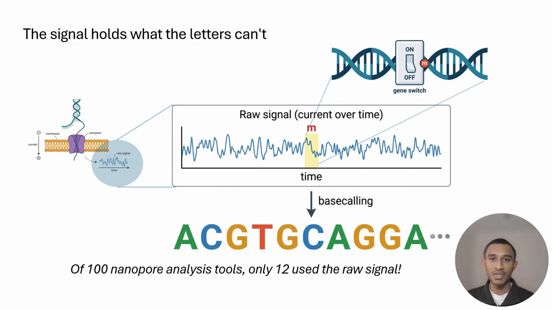But here's the catch. A single sequencing run produces terabytes of this raw signal, while the file of letters is tiny by comparison. So to save space and effort, most people just kept the small file of letters and threw the signal away. In fact, when we surveyed 100 nanopore analysis tools, only 12 made any use of the raw signal. Vast amounts of this valuable data were being discarded. And this is the gap my PhD set out to close.